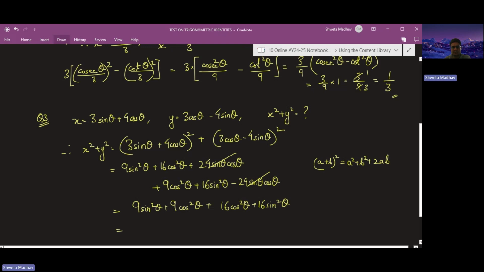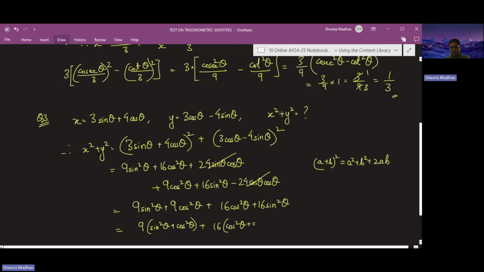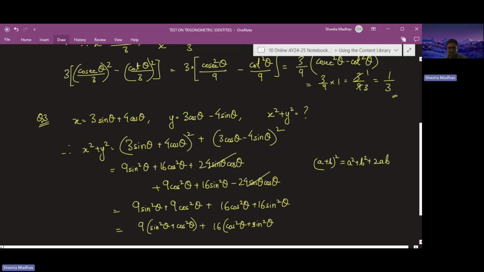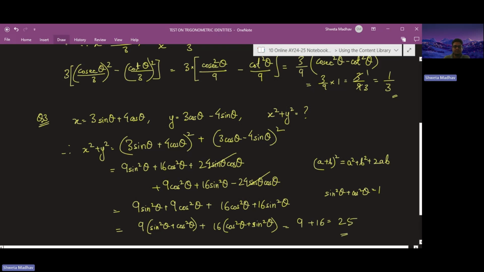So this we can write as 9 into (sine square theta plus cos square theta) plus 16 into (cos square theta plus sine square theta). From the first two terms we can take 9 as common, and from the last two terms we can take 16 as common. And we know that sine square theta plus cos square theta equals 1. So this will be equal to 9 plus 16. So this will be equal to 25. So 25 is the outcome.